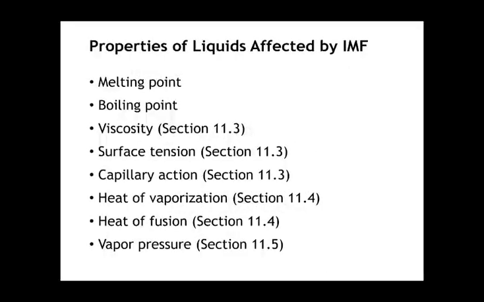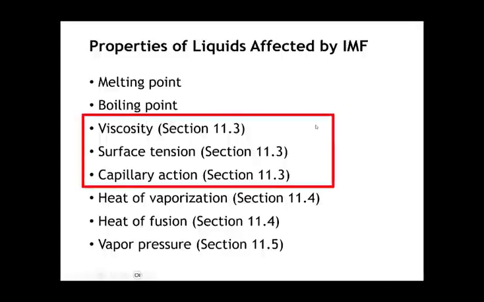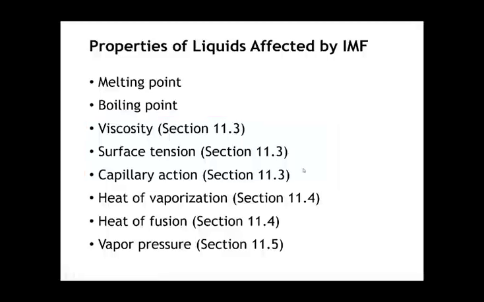There are a whole raft of properties for which intermolecular forces are important, and I've given an incomplete list here, but these are things that we're going to cover in this chapter. In the last section, we focused primarily on boiling point because that's really a very good proxy for the overall strength of the intermolecular forces. In this section, we're going to look at viscosity, surface tension, and capillary action, all of which are strongly dependent on the intermolecular forces. In the later sections of this chapter, we're going to look at things like heat of vaporization, the heat of fusion, and the vapor pressure of liquids.